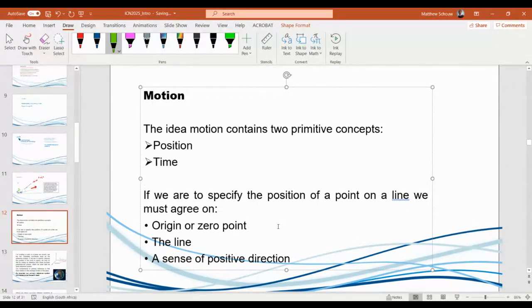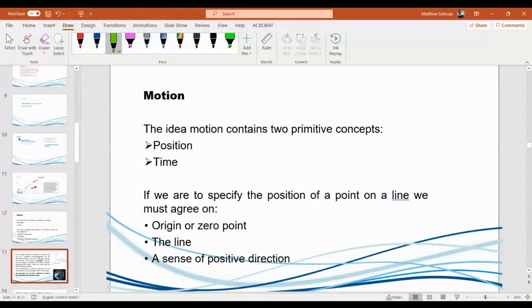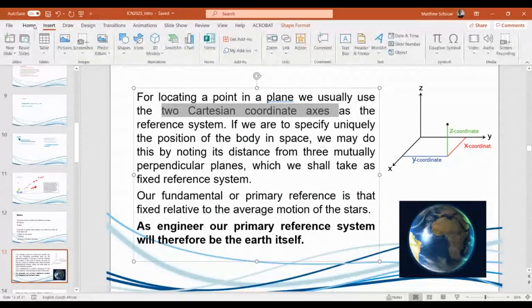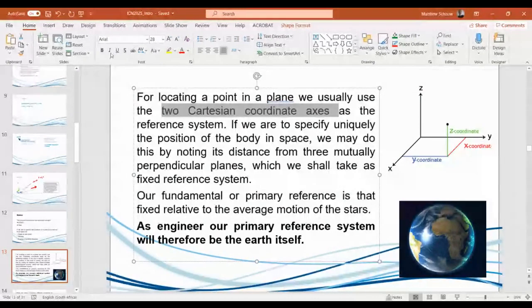If we are to specify the position of a point of an object on a line, we must agree on an origin, where it starts, the line, and the sense of positive direction. So we agree on a zero point on the line it's moving on, and what is positive and what is negative. Now we locate the point using a two-coordinate Cartesian plane. Later, a more advanced concept would be a three-dimensional plane because we live in a three-dimensional reality, but for our sake we're only dealing with x and y. This will be our reference system, and that's how we allocate position.